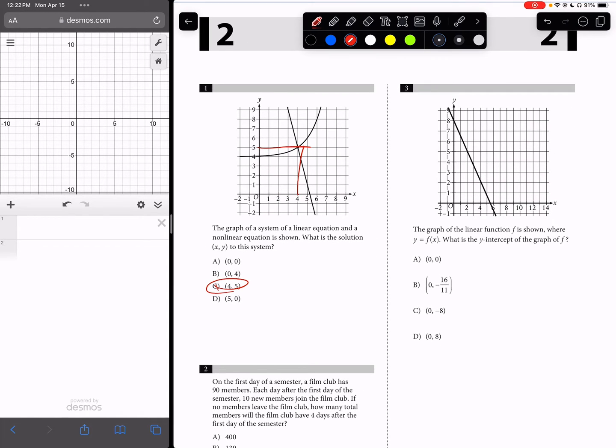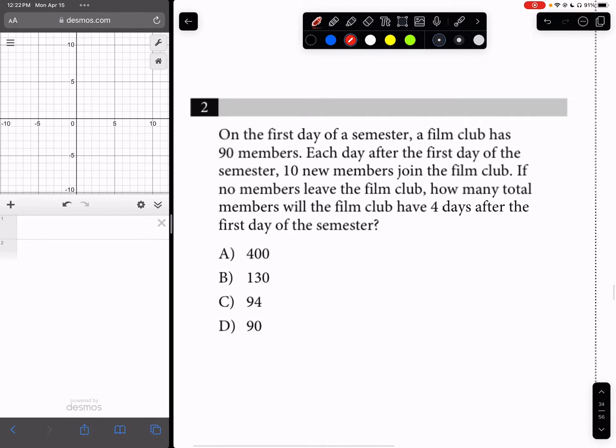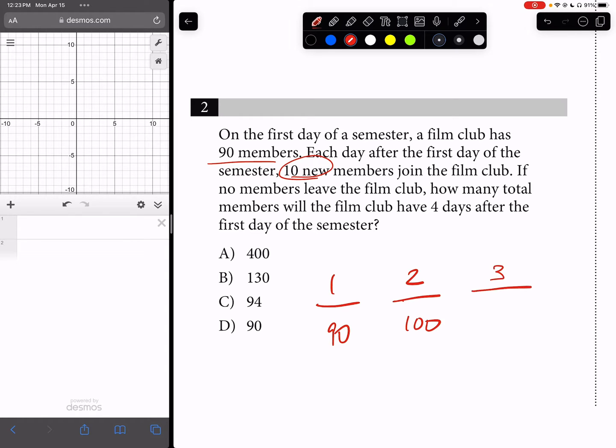Let's keep going. I'm coming down here for number 2. Number 2 says, on the first day of a semester, a film club has 90 members. Each day after the first day of the semester, 10 new members join. If no members leave the film club, how many total members will the club have after 4 days? Well, if the first day had 90, the second day will have 100, third day will have 110, and the fourth day will have 120.